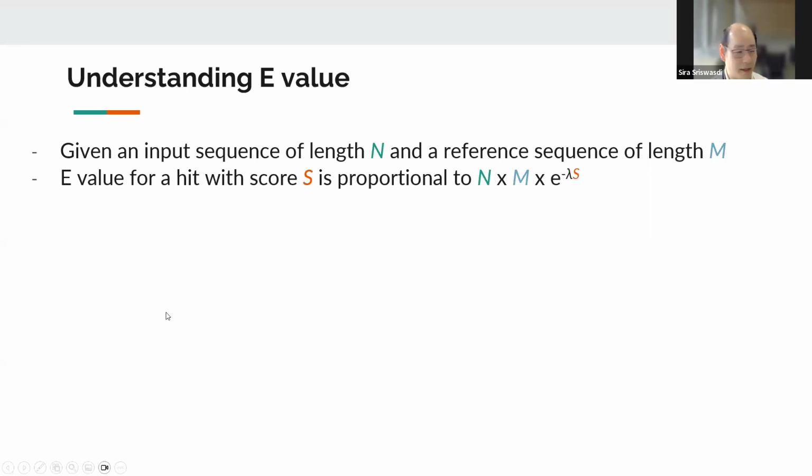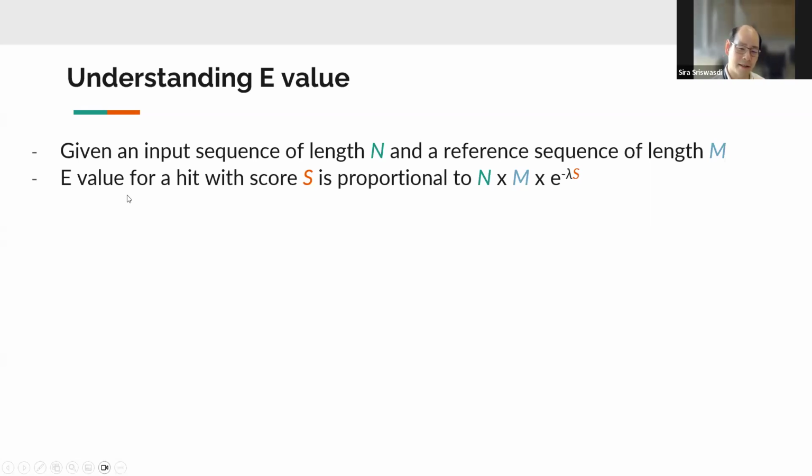Our setting is that we have an input sequence. This is your query. You have an input sequence of certain length, so n is just a number. And your database, like the human genome, is 3 times 10 to the 9 nucleotides. That's the capital N, the size of the database. Let's say we have a BLAST result with score S. S is just a score.